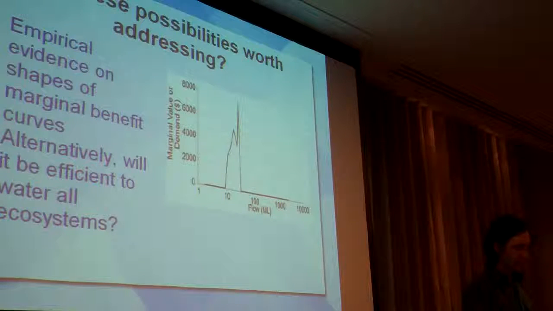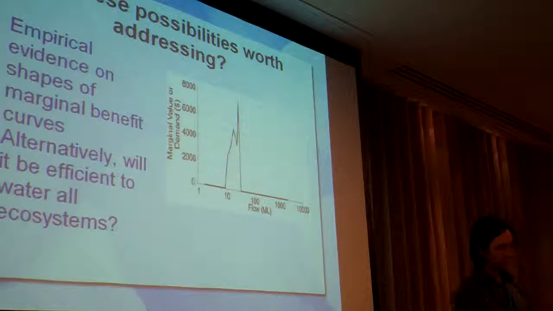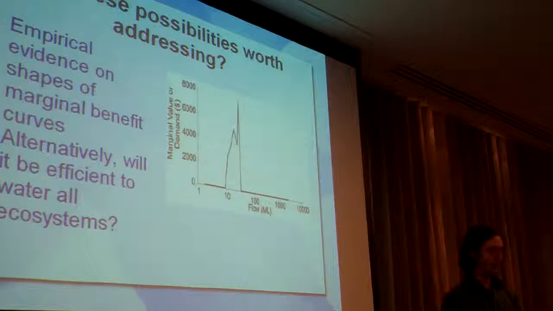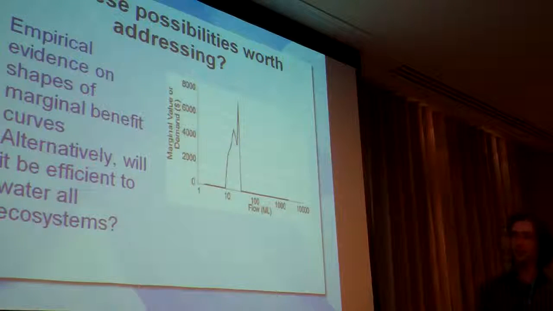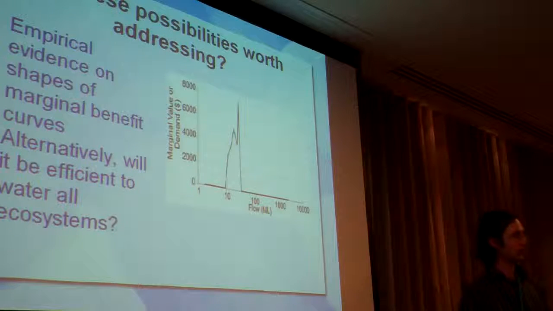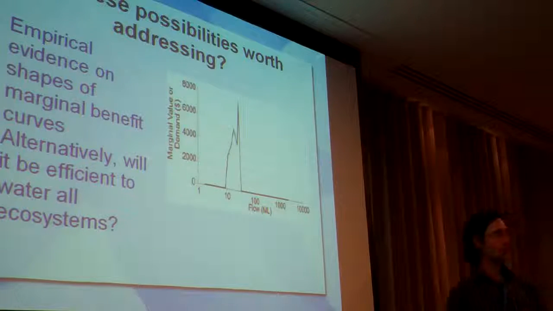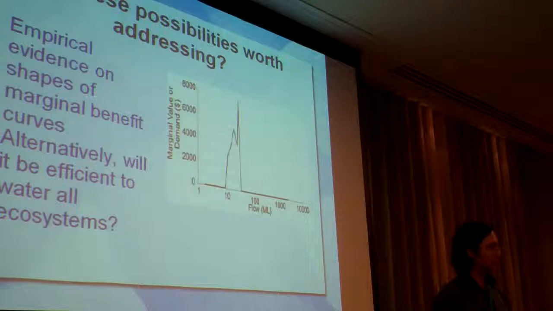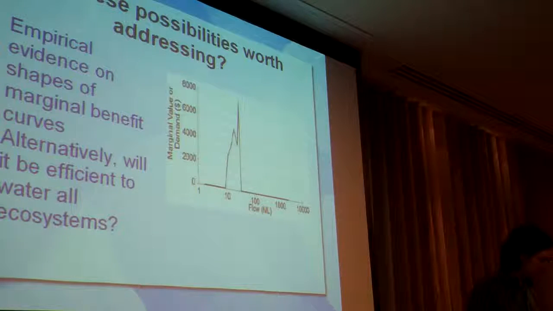The other way of thinking about it is to say, well, what are the implications of the marginal framework? If you're equating the marginal benefits across all ecosystems, then the implication is it's going to be efficient to water all ecosystems. You know, there are thousands of wetlands in the Murray-Darling Basin. Do we really believe that it's going to be efficient to water all of those wetlands? Probably not, and so we want a model that's capable of dealing with these sorts of corner solutions. It doesn't require all ecosystems to be watered.